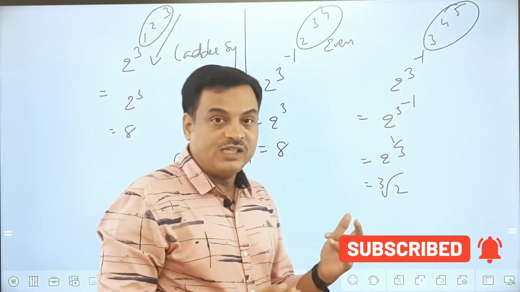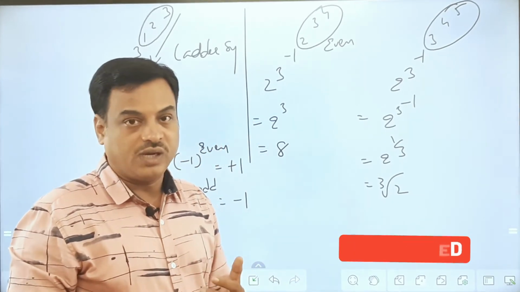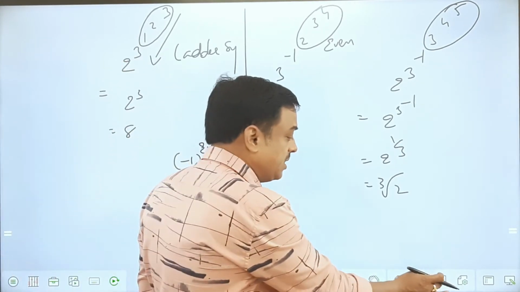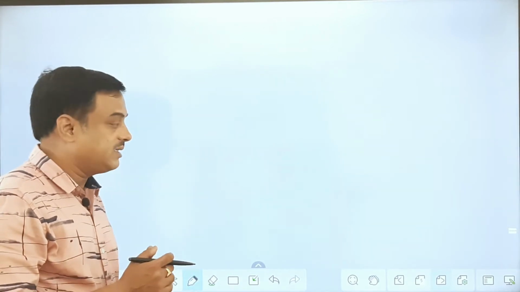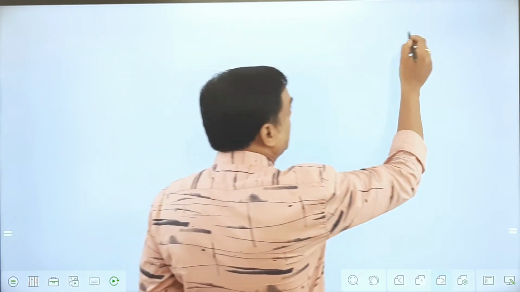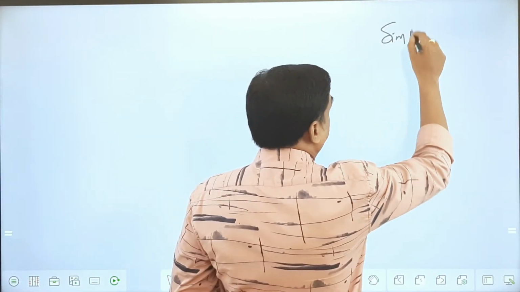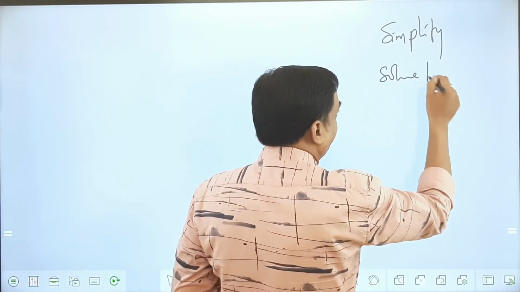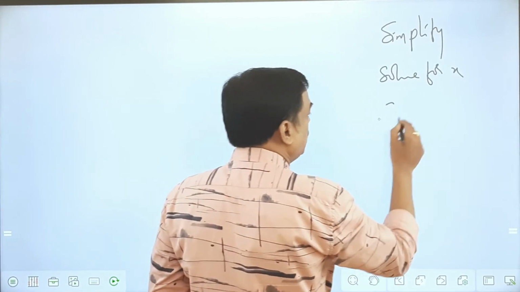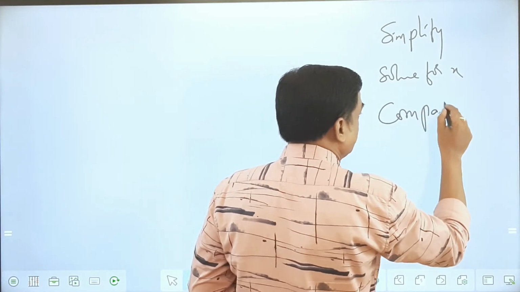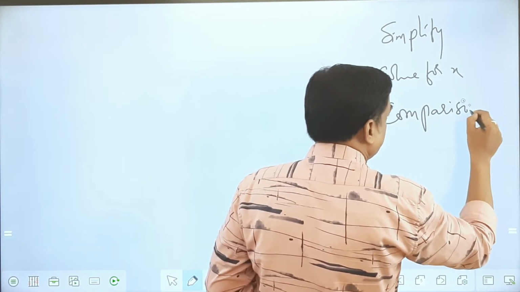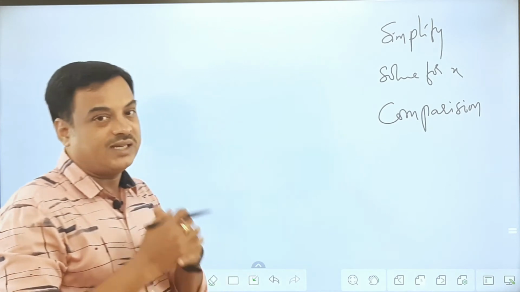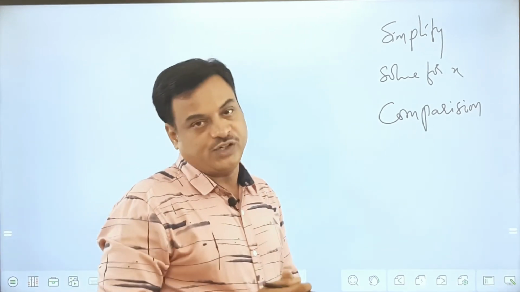And then let us move on to some other questions under indices. Okay, so let us see some other questions under indices. Majorly, there will be 3 types of questions coming in indices. 3 types. So what are the 3 types, friends? One is simplify. Second one, solve for x. And the third one is comparison. The third one is comparison questions. These are the 3 types of questions.